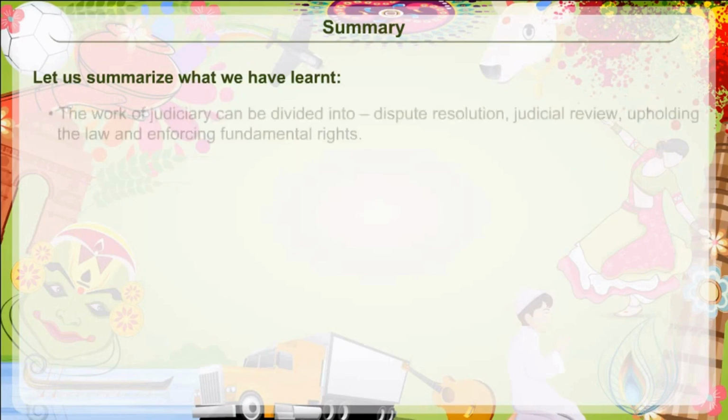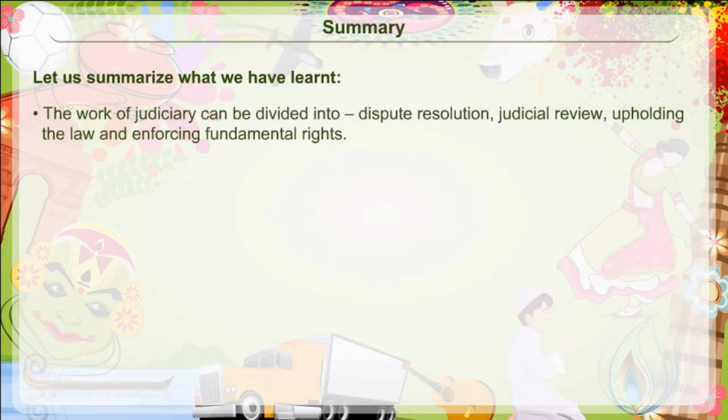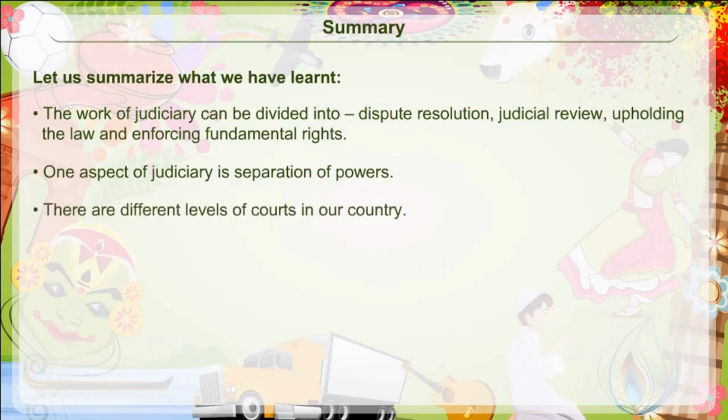Summary. Let us summarize what we have learned. The work of judiciary can be divided into dispute resolution, judicial review, upholding the law, and enforcing fundamental rights. One aspect of judiciary is separation of powers. There are different levels of courts in our country.